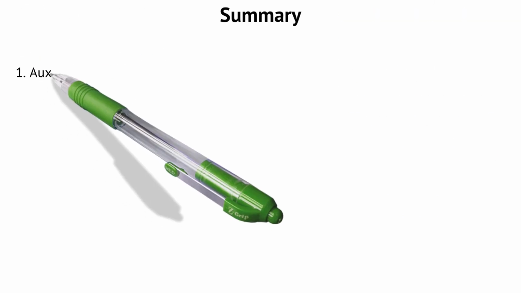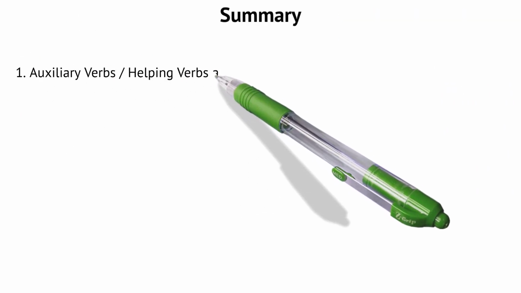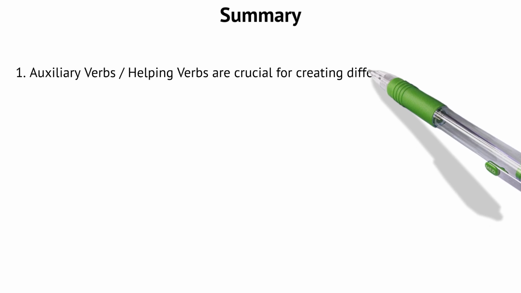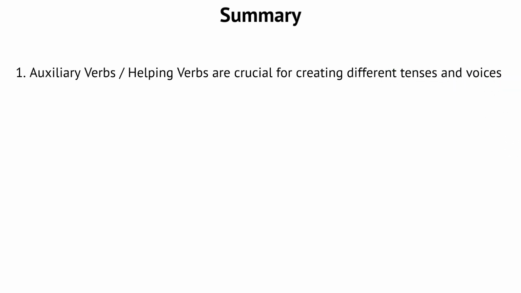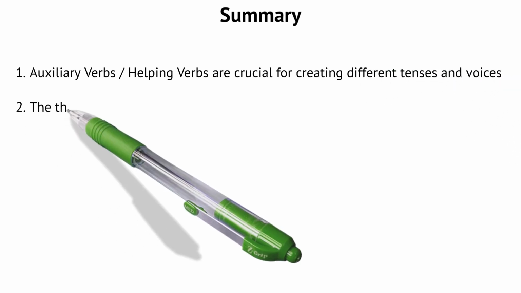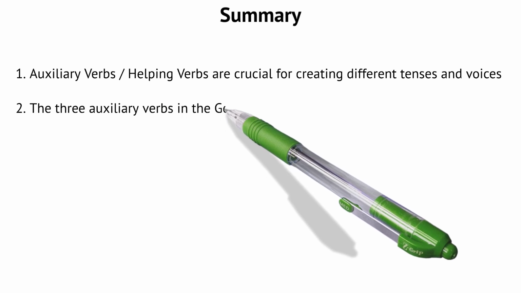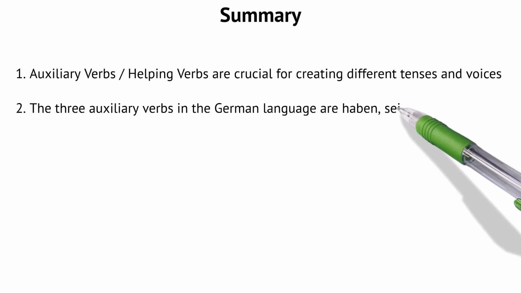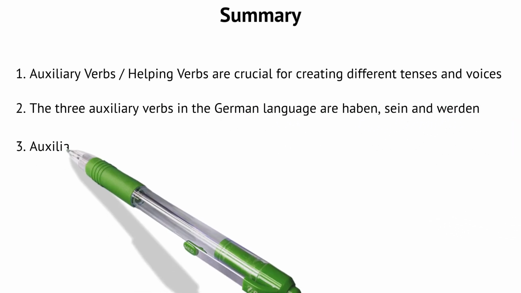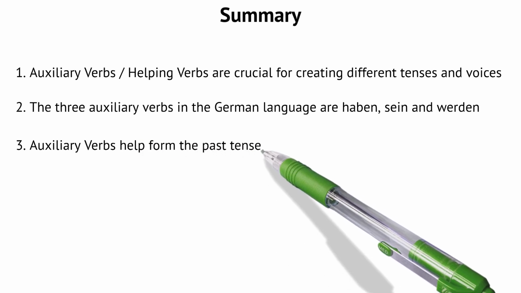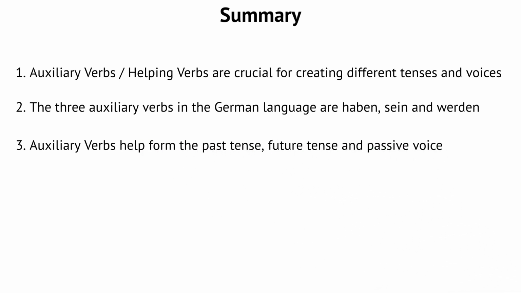To summarize everything. 1. Auxiliary verbs, also called helping verbs, are crucial for creating different tenses and voices. 2. The three auxiliary verbs in the German language are haben, sein, and werden. 3. Auxiliary verbs help form the past tense, future tense, and passive voice.